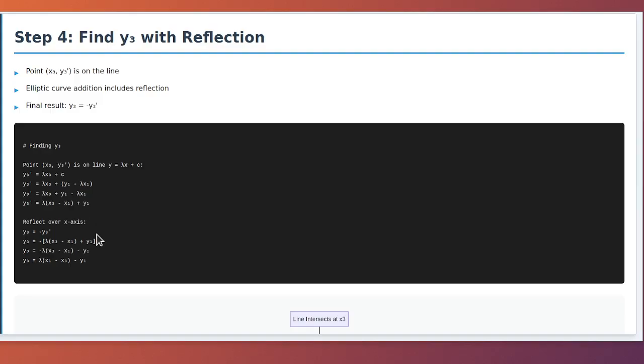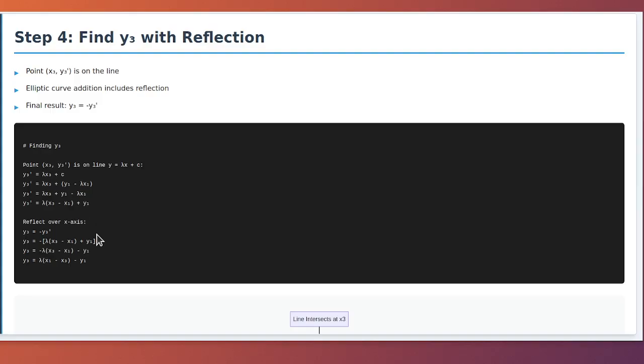But the elliptic curve group operation is defined to include a reflection over the x-axis. So the actual result R equals x sub 3, y sub 3, where y sub 3 equals negative y sub 3 prime. Why do we reflect? It is a convention that makes the elliptic curve points form a group, a mathematical structure with nice properties like associativity, identity, and inverses. The reflection ensures that if we add a point to its reflection over the x-axis, we get the identity element, the point at infinity. Without the reflection, the algebra would not work out to give us a proper group.